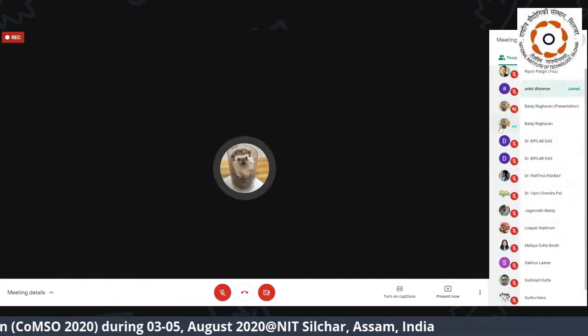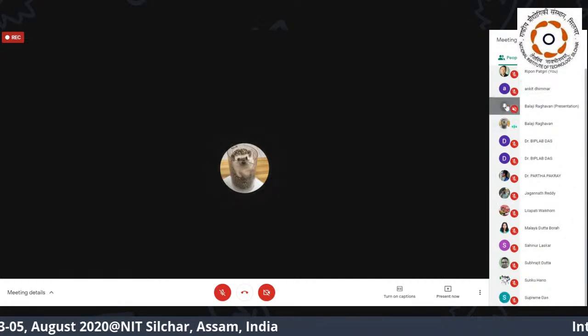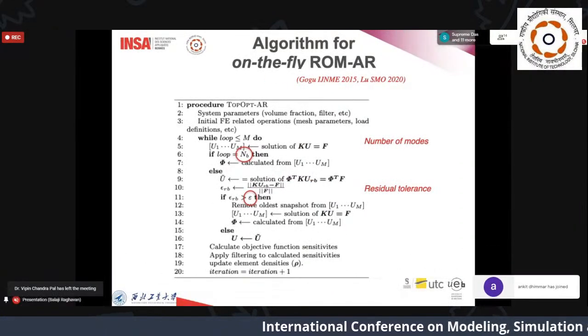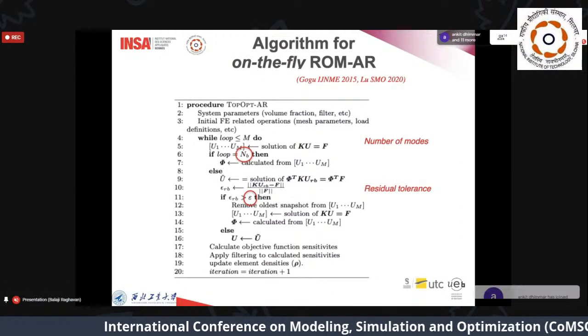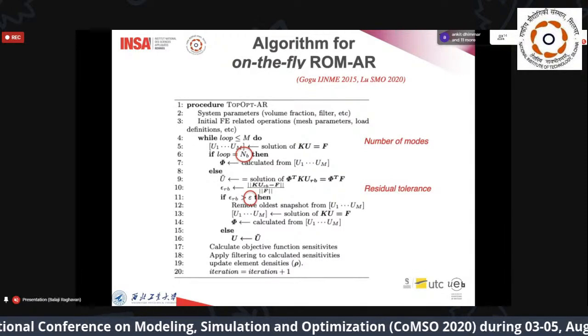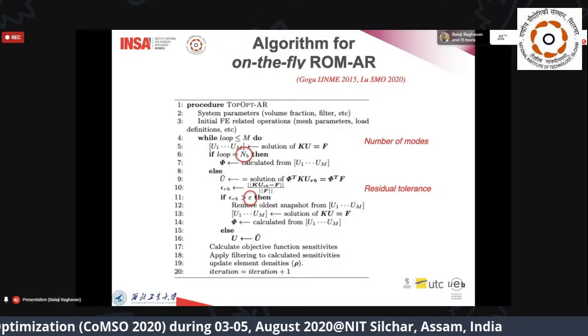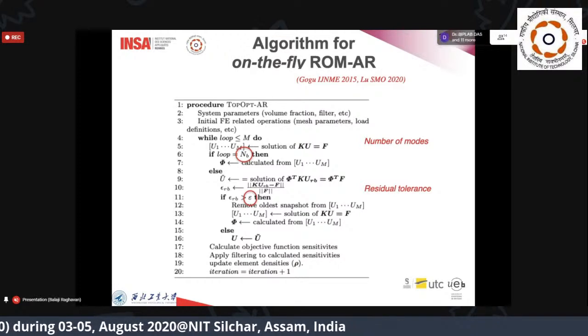So if your loop is NB, then you have to calculate phi from U1 to UM, and you're going to use the reduced order model, okay? Otherwise, you have to get the solution from phi transpose KU equals phi transpose F using the error criterion, okay?